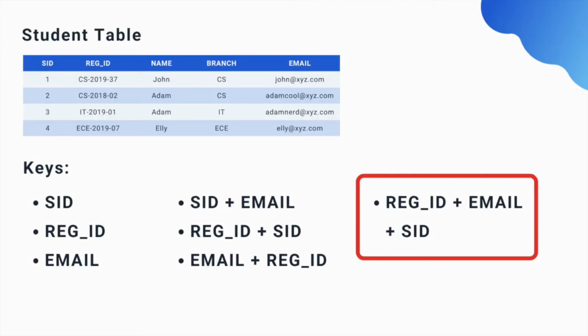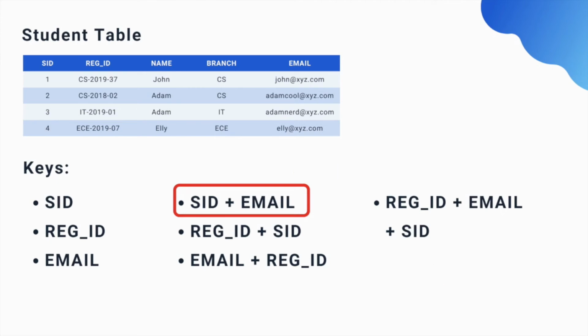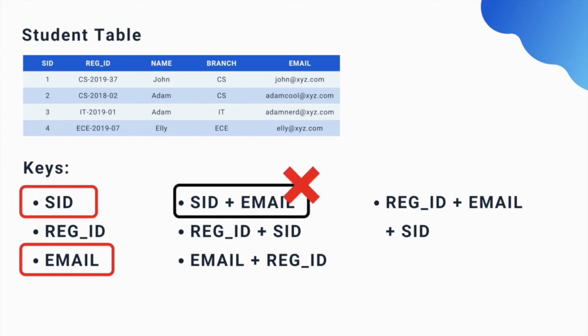Registration ID, email, and SID together form a super key, while email and SID is a proper subset of it and is also a super key. Hence, this is not a candidate key. Similarly, email and SID is a super key, and its proper subsets, email and SID, can both act as a super key individually. Hence, this is not a candidate key.